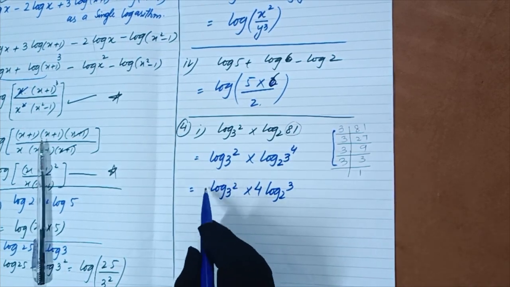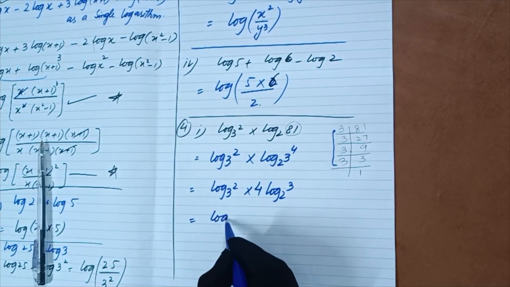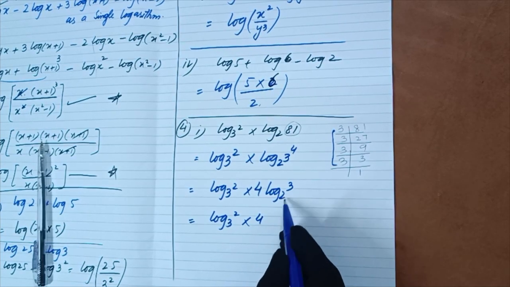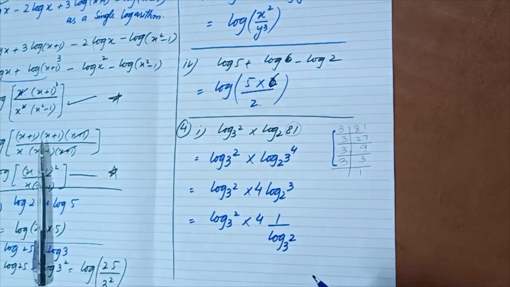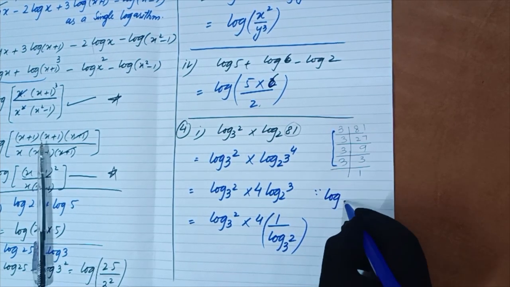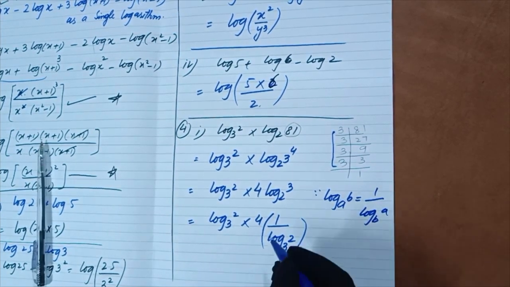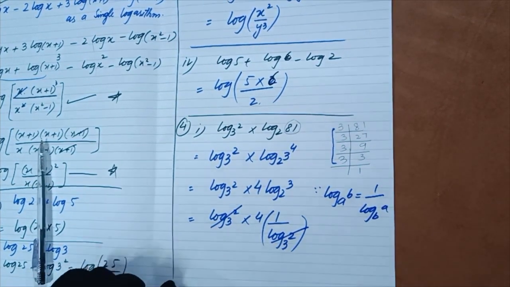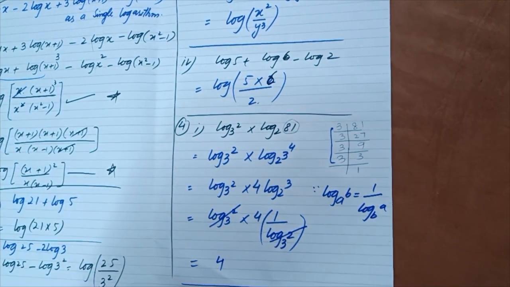Now check that in this one and this one, only their bases are changed. If I change the base of either number, it becomes 1 over log of the other. You can take the reference that log base A of B can be written as 1 over log base B of A. Using it, they exactly cancel each other. What is left is 4 times 1, which is 4, and this is your answer. Solving in the same way, we can solve the next part also.